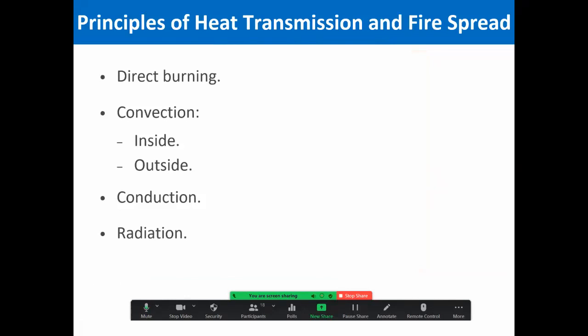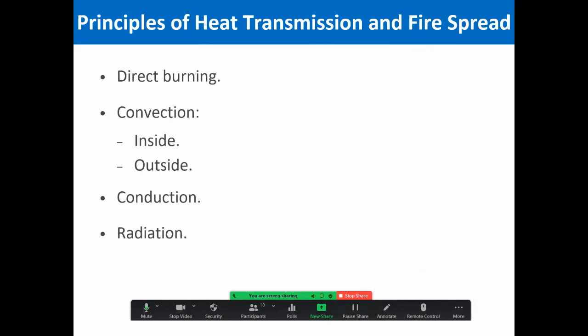So how does fire spread? Fire spreads the same way heat spreads. So the heat transmission leads to fire transmission. When the heat is transmitted from one object to another object, the fire is also transmitted as well. The most common process of fire spread is direct burning. So if there is already a fire somewhere and there are other combustible materials in the area, they will catch fire by direct burning.